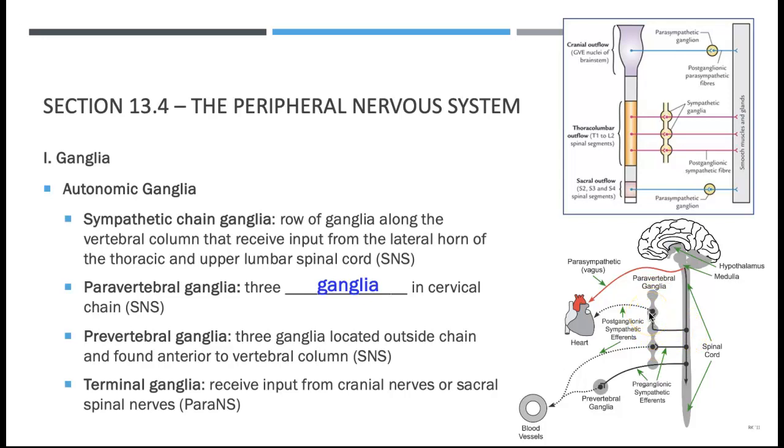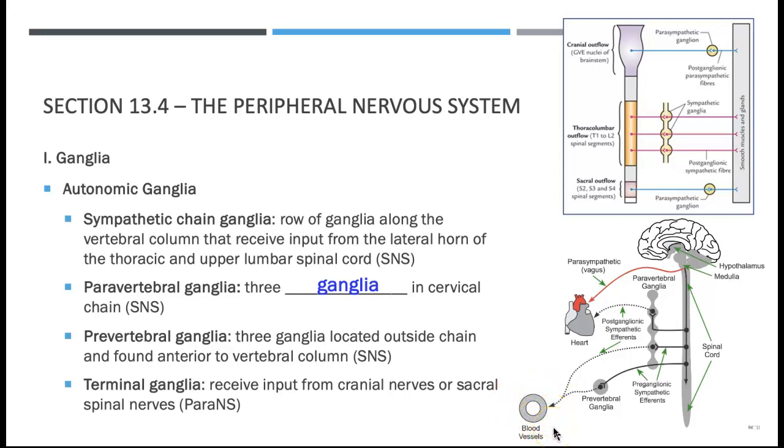And then we also have our prevertebral ganglia. What that means is that first preganglionic neuron will bypass the paravertebral ganglia. Usually we're in a different area than the cervical area. So it extends out, and then we have another ganglia that we call a prevertebral ganglia, and there are 3 that are located outside of the chain and found anterior to the vertebral column. That's also why it's called prevertebral, because it's located anterior to it. And then the postganglionic neuron will then take its extension over to the organ we're trying to give supply to.